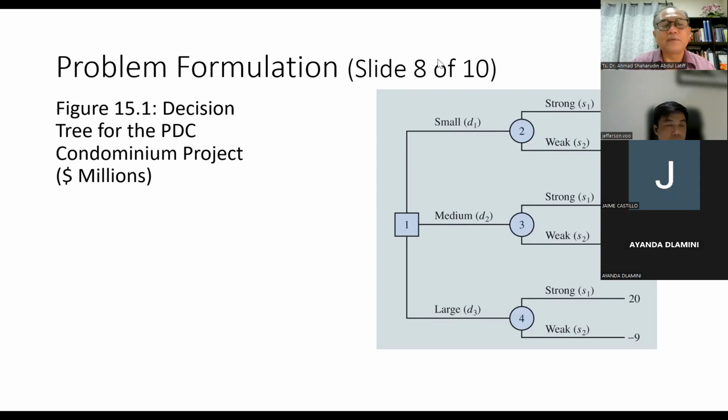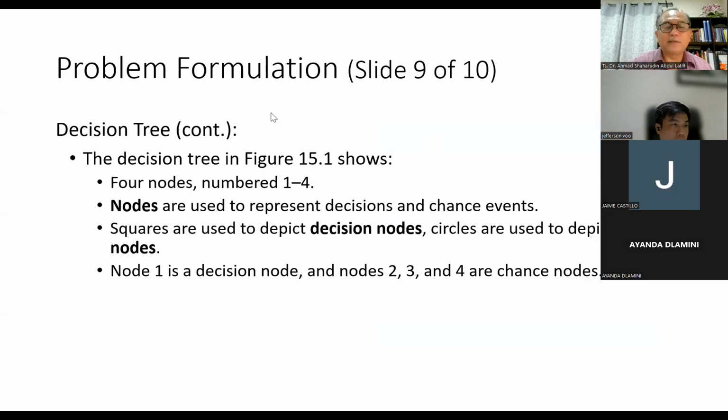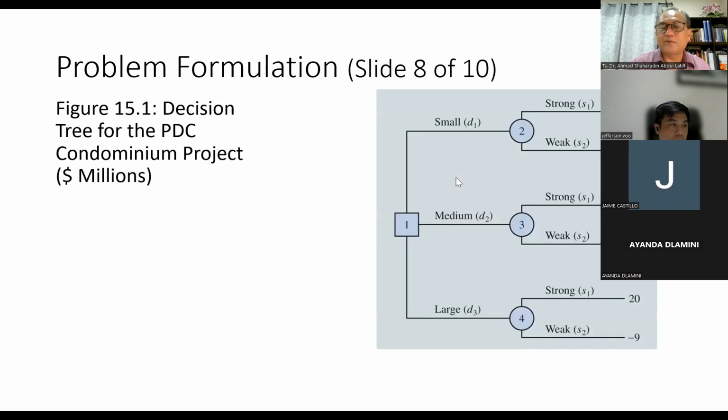You need to use this mouse, yeah? You can see the mouse. And then medium, 60 condominiums, strong demand, 14, weak demand, 5. Large, 90 condominiums, if there is a strong demand, 20, and weak demand, 9. So you can see what decision you need to make. This is what we call the decision node. Yeah, 1, 2, 3, these are the chance nodes. This is a decision node. You need to make a decision, and these are the chance nodes.